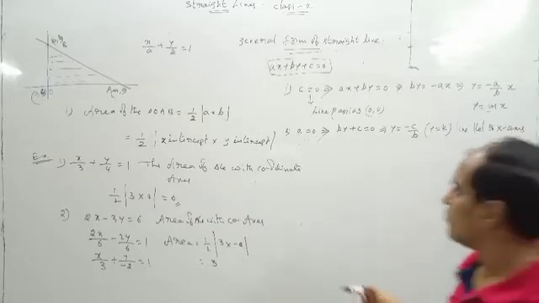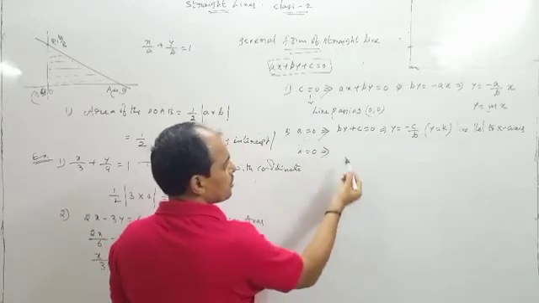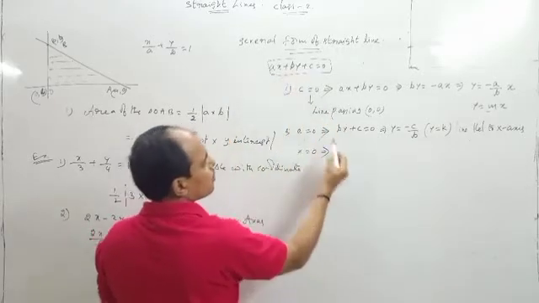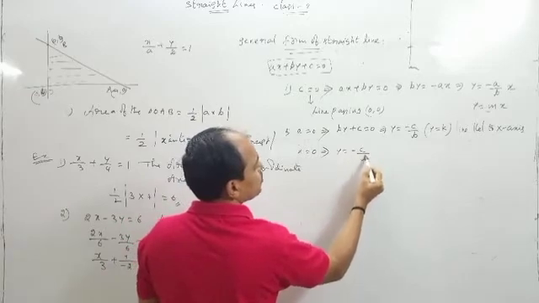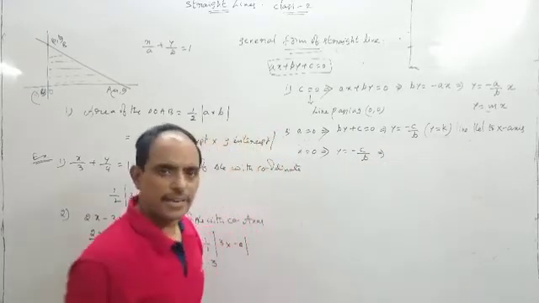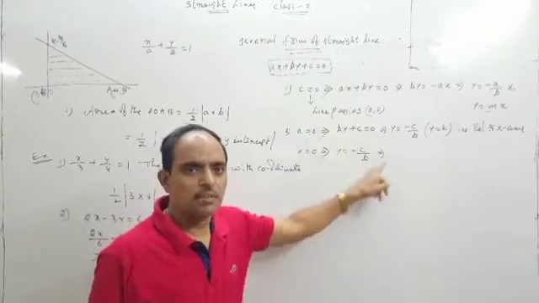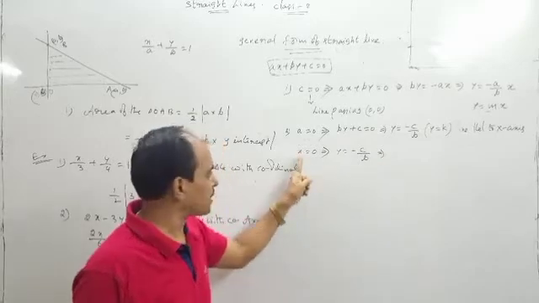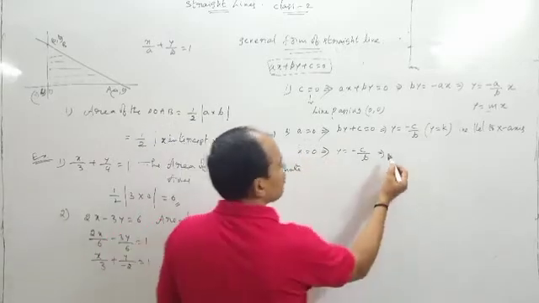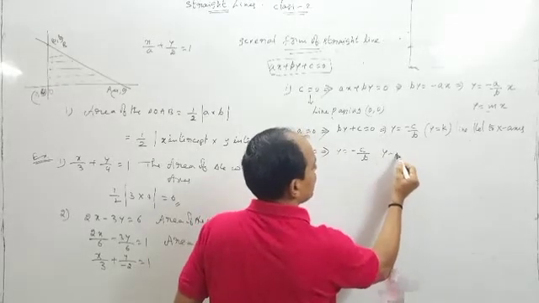In the same way, x is equal to 0 also is the same. Substitute x is equal to 0 in this, you will get y is equal to minus c by b. That is also parallel to x axis, and this one is called y intercept. What do we call it? The value obtained when x is 0 is the y intercept. This is y intercept.